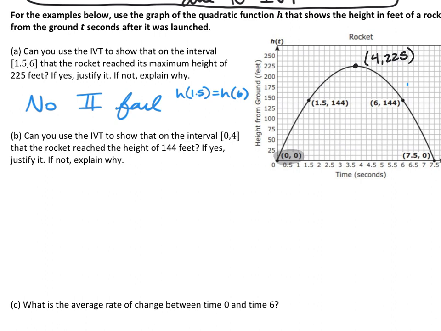On that interval from 0 to 4, would we be able to use IVT to show that it reached 144 feet? Yes. Okay, let's do it. What's the first requirement for IVT? What kind of function is this when a rocket is launched? It makes this shape? Oh, quadratic. It's a quadratic. So we would say h of t is a quadratic.